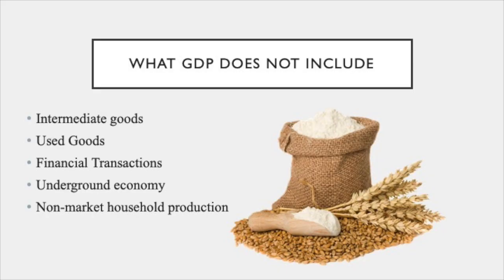Number four is the underground economy. This includes legal activities that aren't reported, like babysitting for cash without a receipt, or illegal activities like drug sales. These activities don't show up in GDP, even though they involve production and income. And number five is non-market household production. Activities like cooking your own meals, cleaning your own house, or taking care of family members don't count in GDP because no money changes hands, even though these are real contributions to economic well-being.